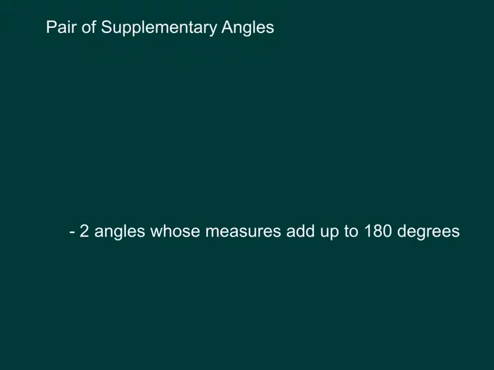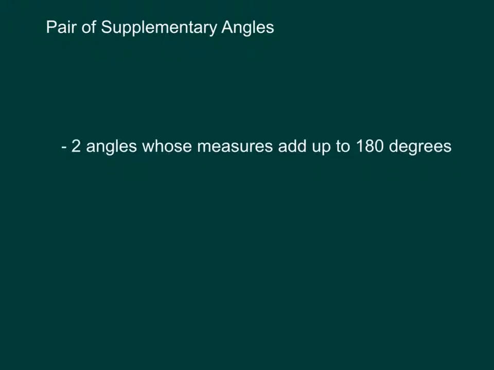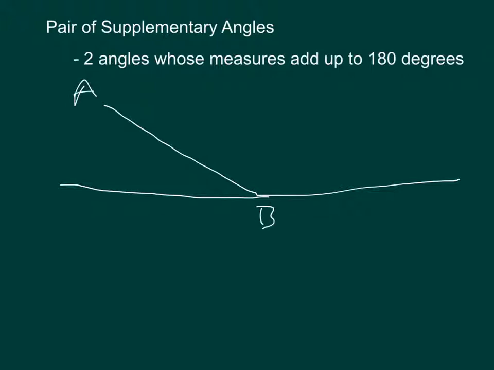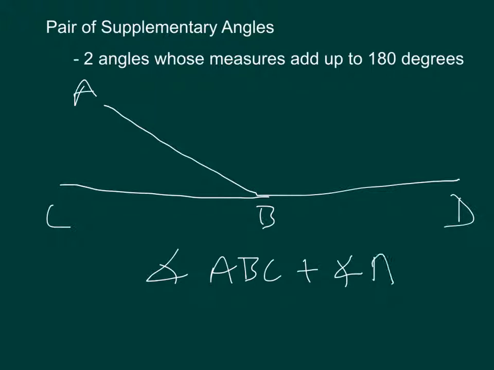Now I want to define a pair of supplementary angles. The definition is two angles whose measures add up to 180 degrees. Again, draw this out, and we could say that angle ABD and angle ABC are supplementary. Angle ABC plus angle ABD equals 180 degrees.